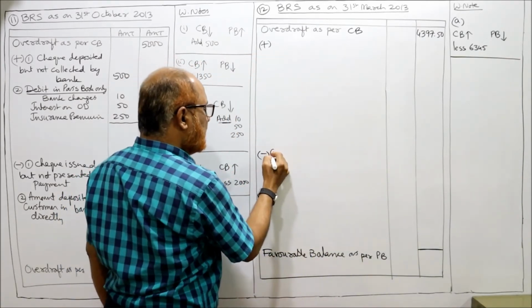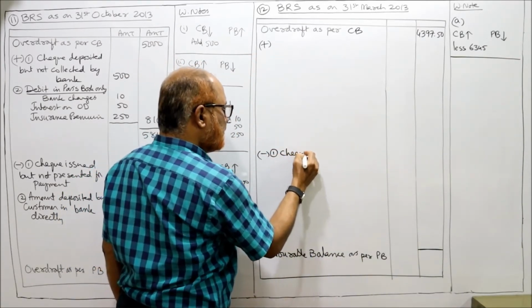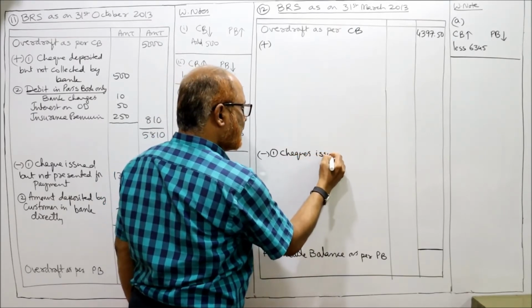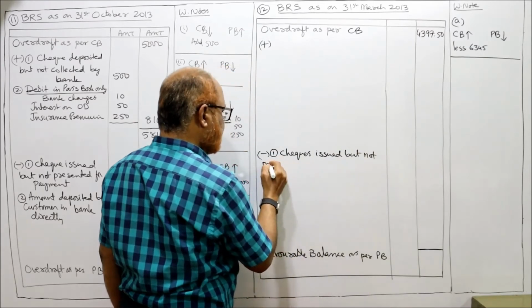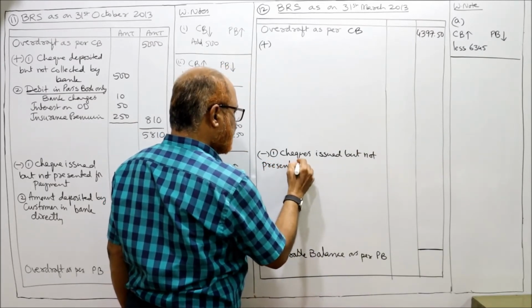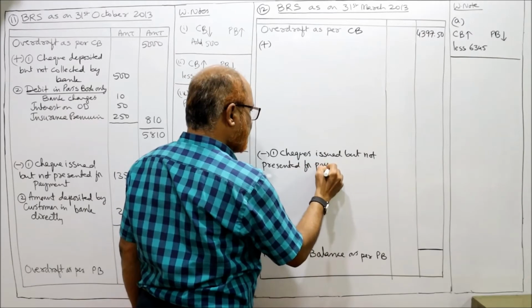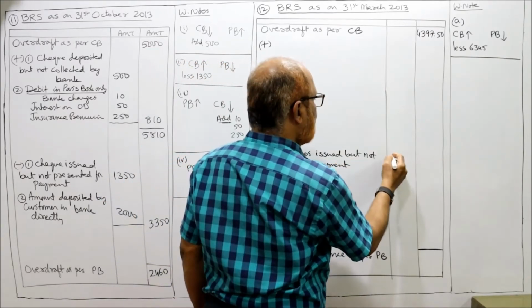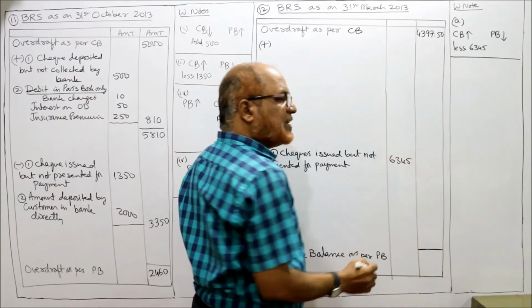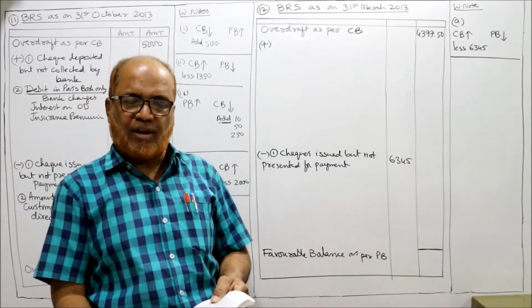6,345 deduct, less. So here I am writing checks issued but not presented for payment, 6,345. Come on. First discrepancy we have taken, we have resolved.